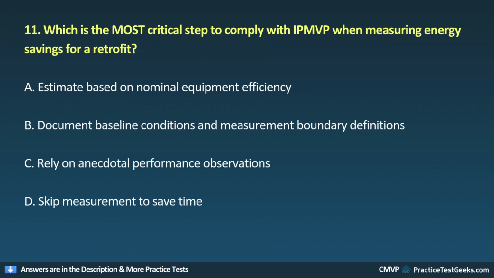11. Which is the most critical step to comply with IPMVP when measuring energy savings for a retrofit? A. Estimate based on nominal equipment efficiency. B. Document baseline conditions and measurement boundary definitions. C. Rely on anecdotal performance observations. D. Skip measurement to save time.